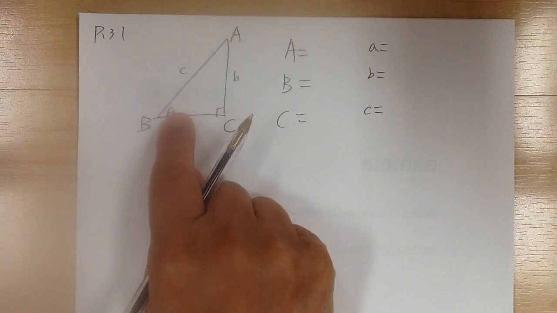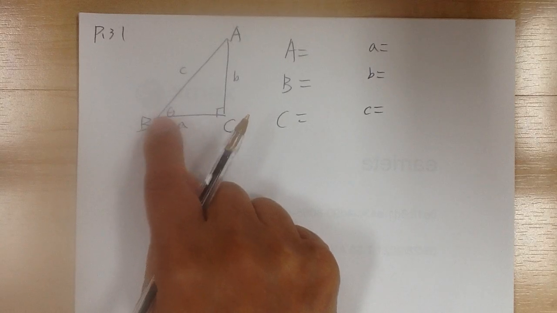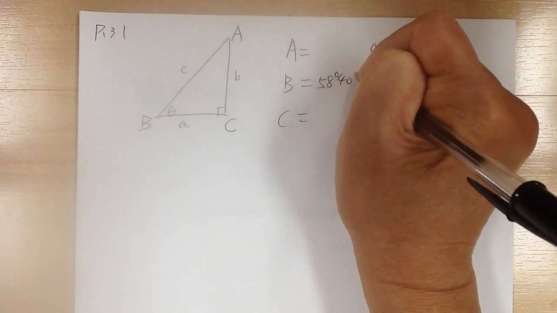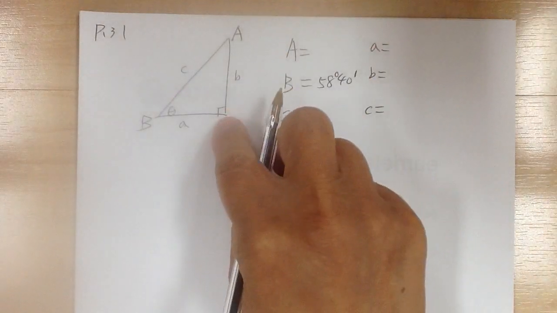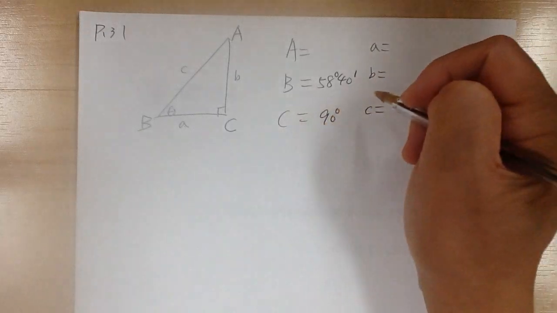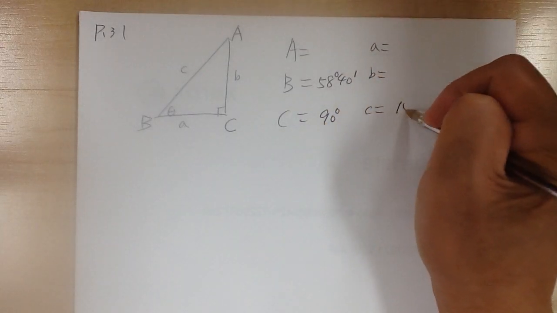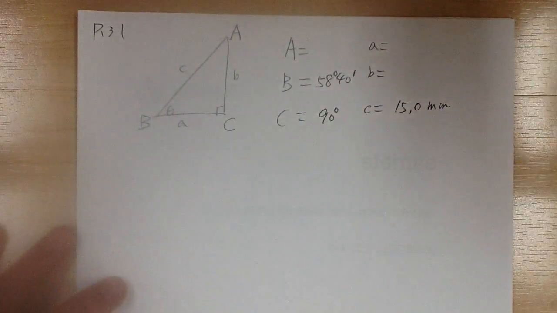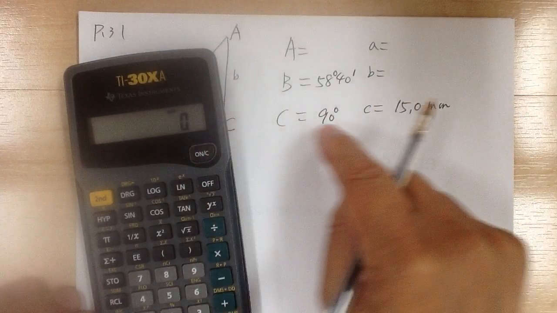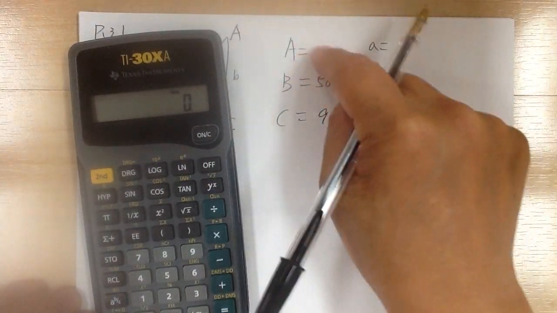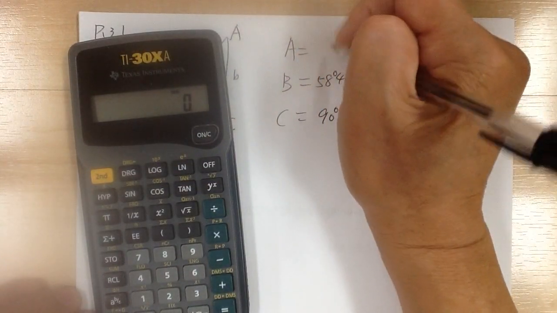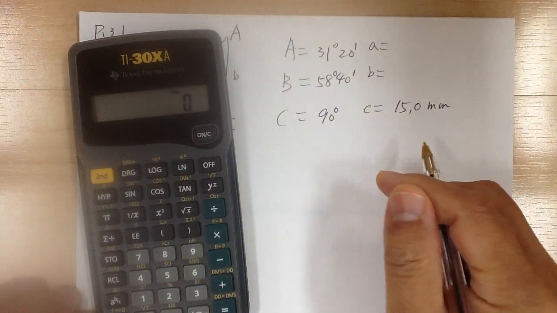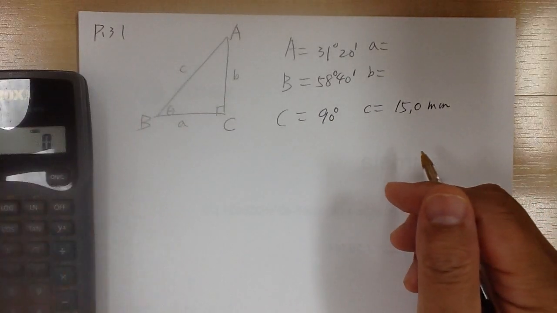See the theta over here? That's the angle B, so this is 58 degrees and 40 minutes. Angle C is a right angle, so we know it's 90 degrees. And C is given, so this is 15.0 millimeters. A and B equal to 90, so use 90 minus that, which will give you 31 degrees and 20 minutes. Once you do that, then you can use sine and cosine.